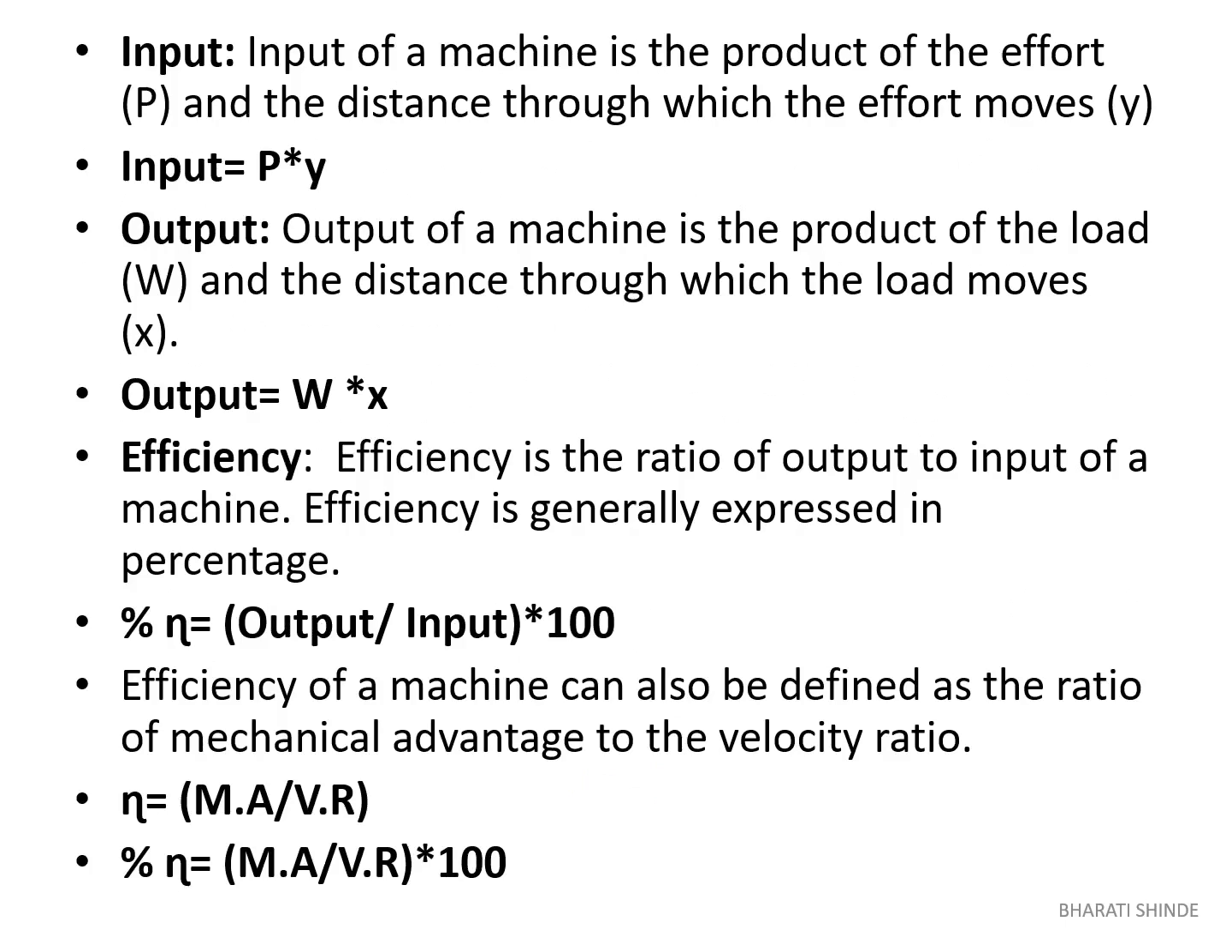Next point is input. So input of machine is a product of effort and distance through which effort moves. That is input is equal to P into Y. Y is distance moved by effort and P is effort. So in short, input is a quantity, that is P into Y, which is applied to the machine. And input is the work done on the machine.